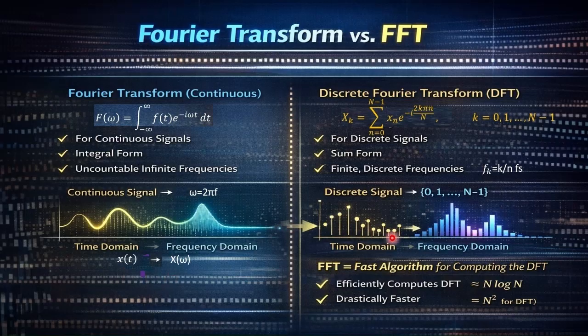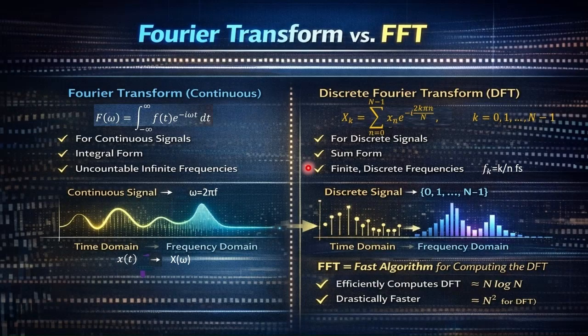Now, there is another very interesting way to look at the DFT. From a linear algebra perspective, we can write it as X = F_N x, where F_N is the Fourier matrix. This viewpoint is very important because later we will see that the FFT can actually be interpreted as a structured factorization of this matrix. We will explore this interpretation in more detail in the upcoming videos.